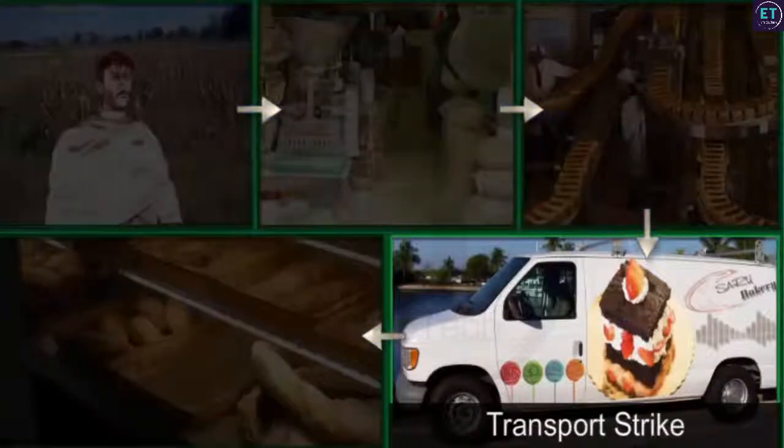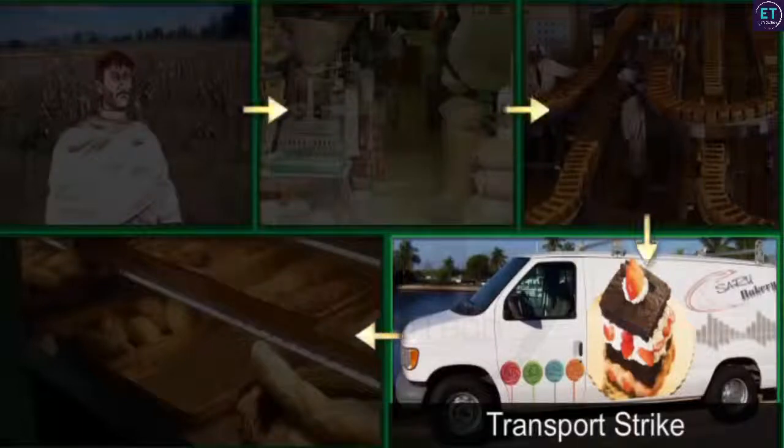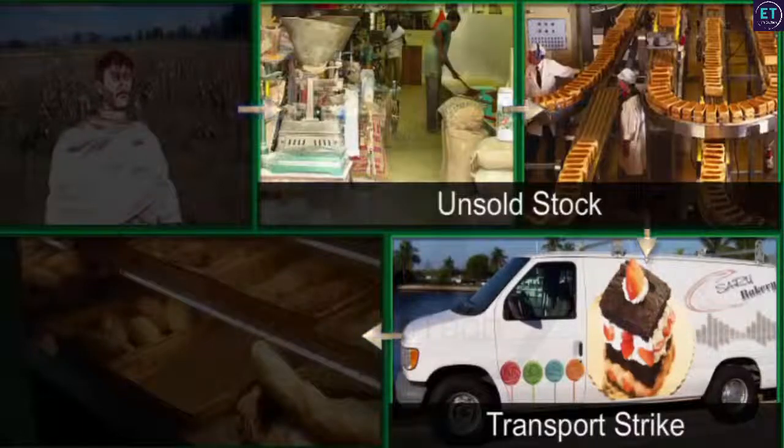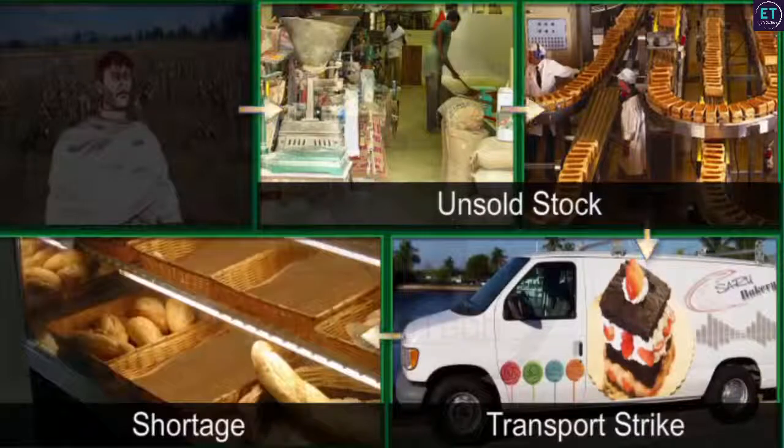Similarly, if the transporters go on strike, unsold stock will pile up with the manufacturers, while there will be shortage of goods at the shops.